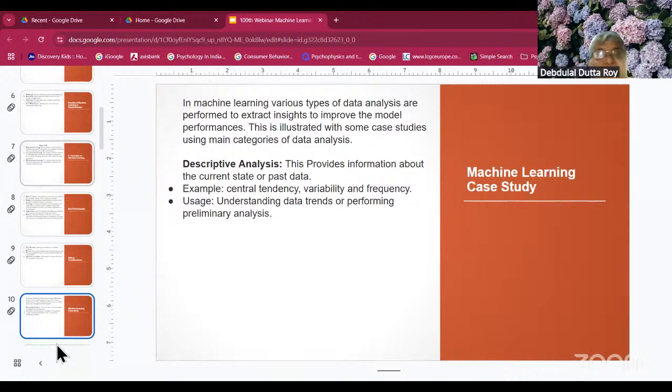In machine learning, various types of data analysis are performed to extract insight to improve the model performance. For example, the descriptive analysis. It includes the central tendency, variability, and frequency.